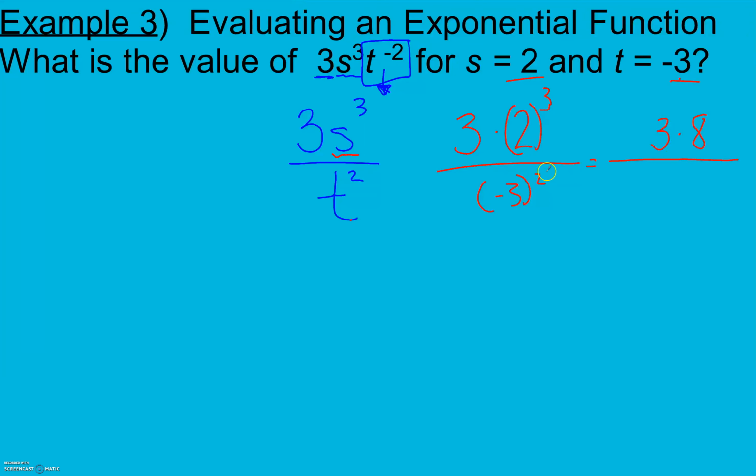And negative 3 squared is positive 9. Negative 3 times negative 3. Again, anytime we square something, it's positive. This is going to give me 24 over 9 when I multiply, and I can take a 3 out of each of those. 24 divided by 3 is going to give me an 8, and 9 divided by 3 is going to give me 3. So 8 over 3, or 2 2/3, or 2.6 repeating.